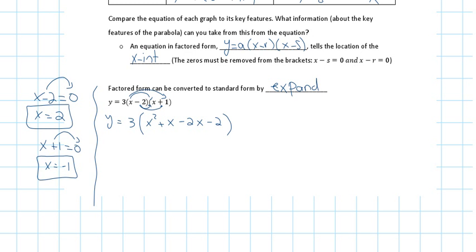And now what do I have to do? You can collect like terms inside the bracket. So plus x minus 2x, so that's minus x. Is that expanded fully, or do I still have to do one more step? One more step, which is distribute the 3 in. Multiply the 3 by everything inside the bracket. So it's going to be 3x squared minus 3x minus 6.